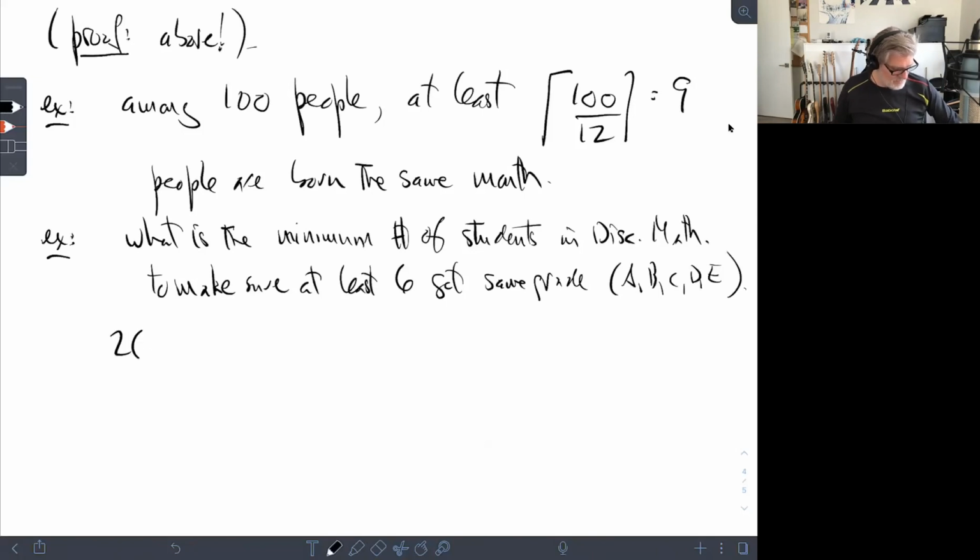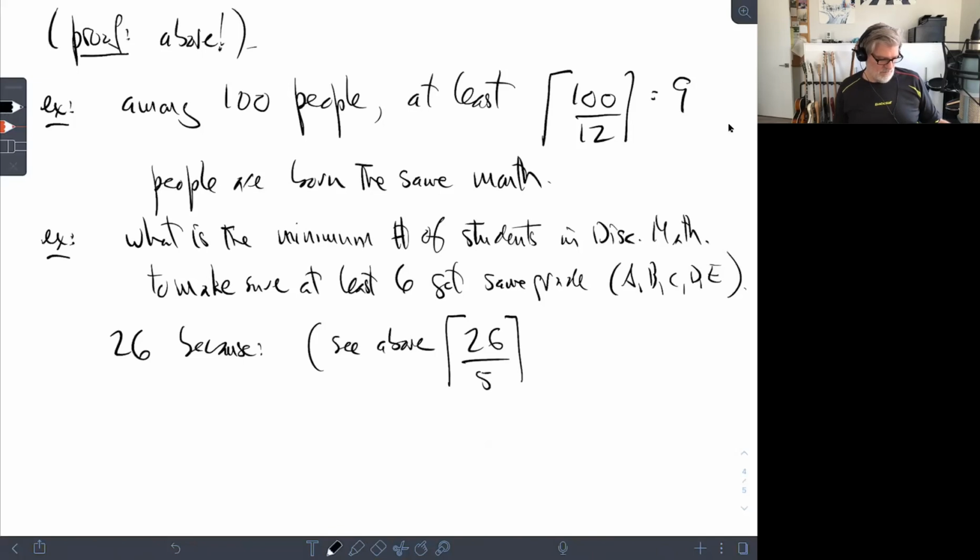So 26, because, see above, 26 divided by 5, ceiling is 6, but 25 divided by 5, ceiling is 5. That's bad.